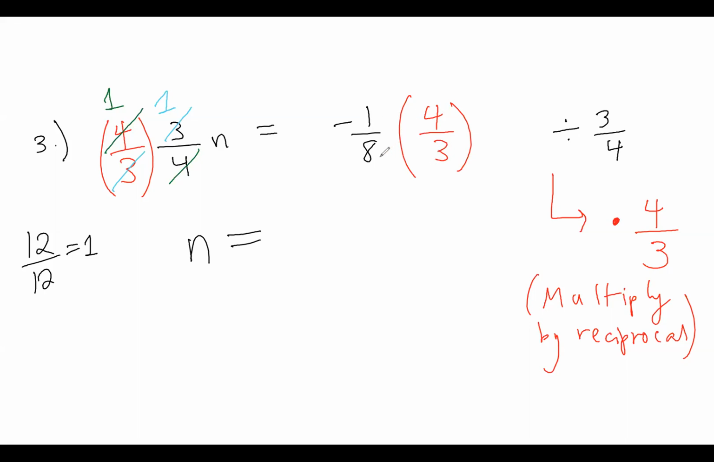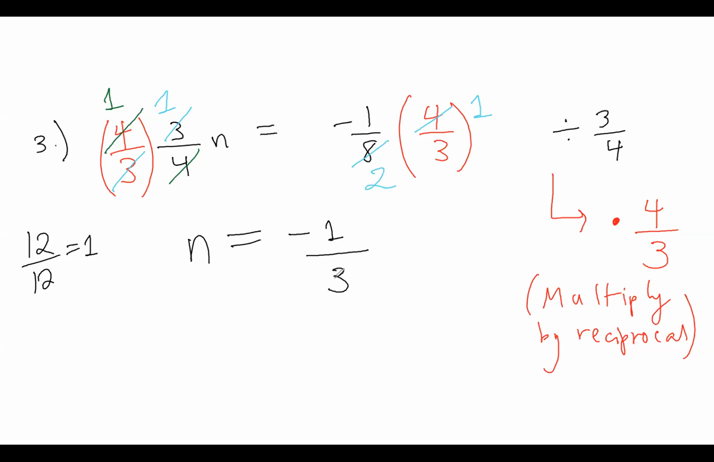You can multiply across and then reduce, or let's just reduce right now. -1/8 times 4/3. The 4 and the 8 can reduce because they have a common factor of 4. So 4 divided by 4 is 1. 8 divided by 4 is 2. So now it sort of looks like I have -1/2 times 1/3. And when I multiply across, -1 times 1 is -1. And then 2 times 3 is 6.